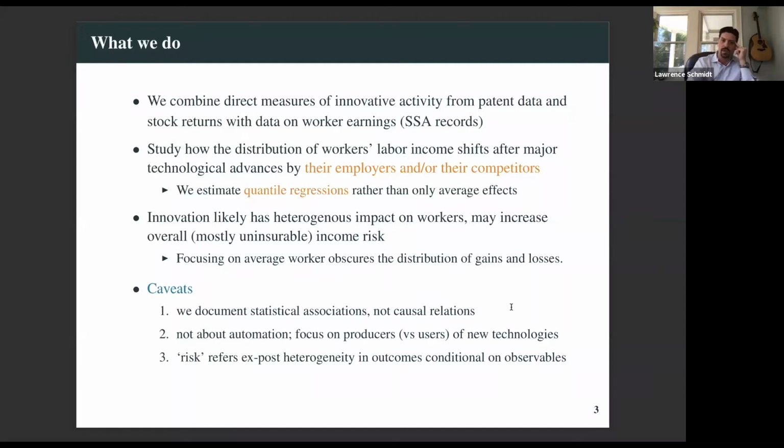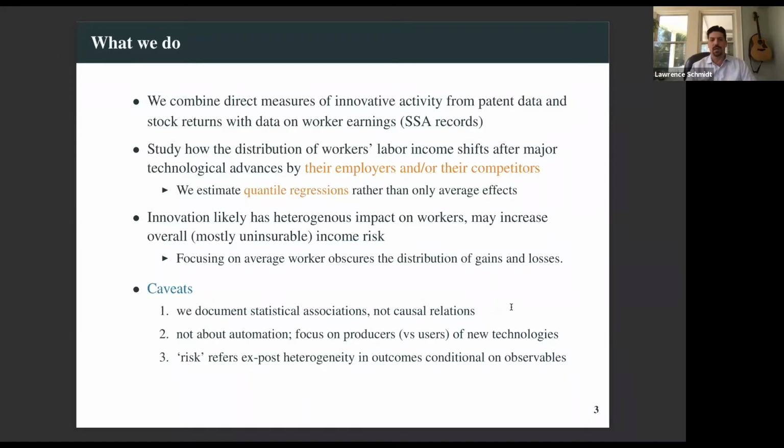Okay, so what we're going to do is combine direct measures of innovative activity, coming from the patent data and information on listed firms, with data on individual workers' earnings history from the Social Security Administration. We're going to look at how the whole distribution of changes in workers' incomes changes when new technologies come out. We're going to focus on new technologies developed either by the specific firm that I'm employed by or by competitors who work within the same industry. Our definition of industry is a 3-digit SIC code.